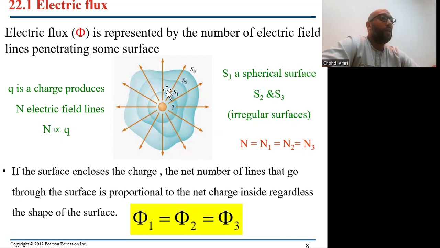As we said, S1 is a spherical surface, S2 and S3 are irregular shaped surfaces. If the surface encloses the charge, the net number of lines that go through the surface is proportional to the net charge inside this surface, regardless of the shape of the surface. So we can say that the electric flux phi 1 through the spherical surface S1 is equal to the electric flux phi 2, phi 3 through the irregular shaped surfaces.